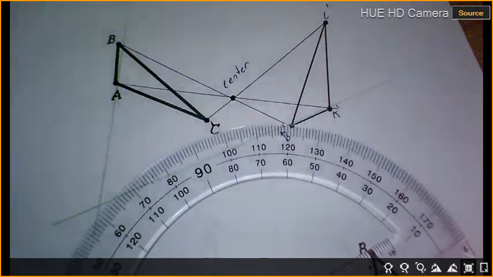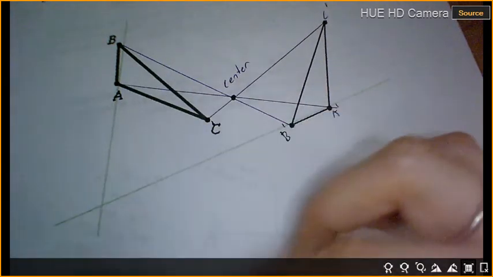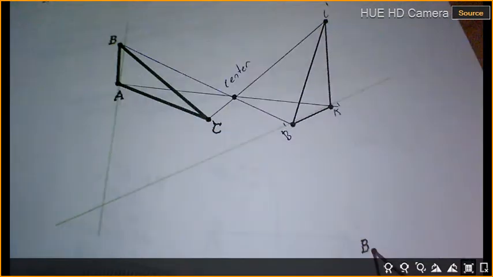Now I'm going to take my protractor and find the measure of this angle, and that's going to tell me. Do we have any guesses? How much did I have to rotate from here to here to get the answer? What do we think around that center?